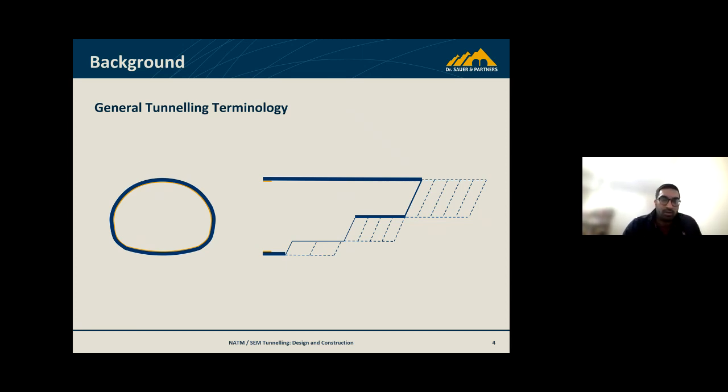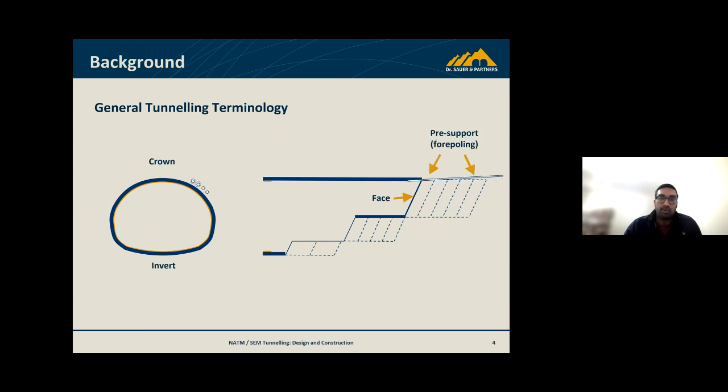We've got our tunnel geometry here on the left-hand side, and then this is the cross section of the tunnel being advanced. The top is called the crown, the bottom is called the invert. That is the face, which is the active area where you're excavating the ground, driving the tunnel forward.